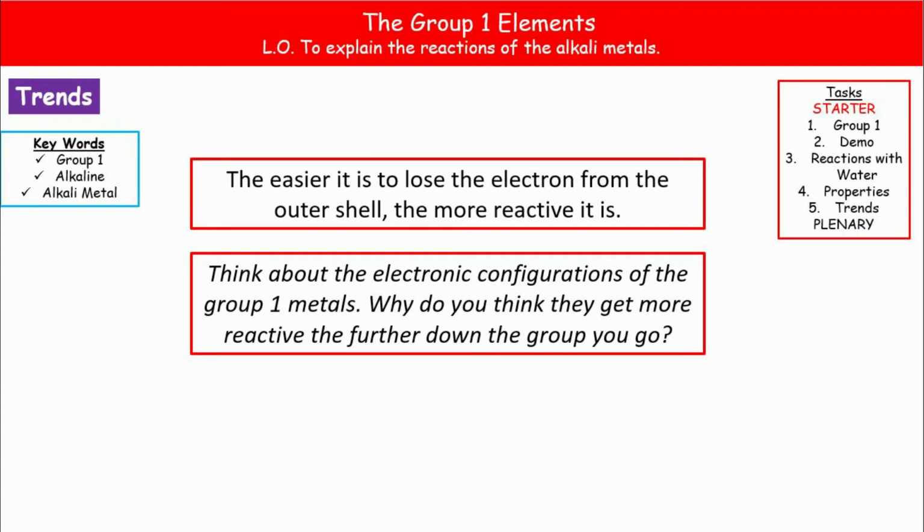Now, earlier on, we talked about the fact that our alkali metals are all going to lose that outer shell electron to form a single positive ion. Now, the reason that we've got this trend in reactivity, that as we go down the group, they get more reactive, it's all linked into how easy it is to lose the electron from the outer shell. And what we find is that the easier it is to lose that outer shell electron, then the more reactive it will be. So write down that top sentence for me and then see if you can answer the question at the bottom.